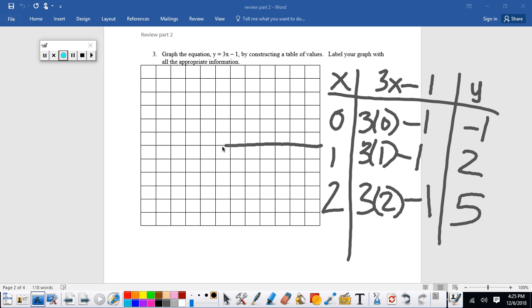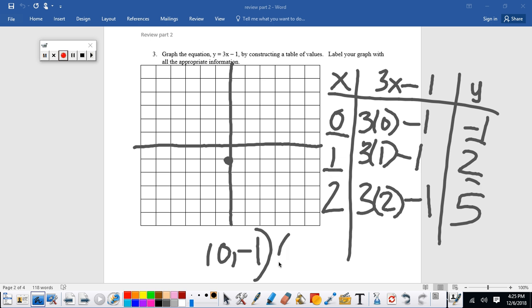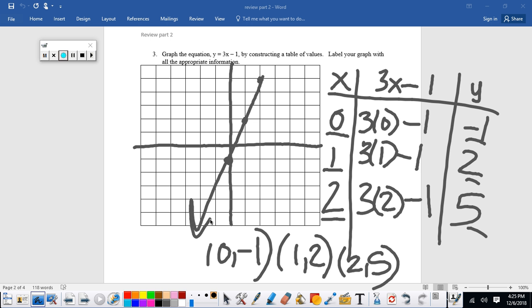So now all you have to do is go to your graph. Hopefully yours is better than mine. And you're going to plot your points 0, negative 1. So I'm going to go to 0, negative 1. 0, negative 1 is right there. Then I'm going to go to 1, 2. That's my next point. 1, 2 is right there. And then the last one, 2, 5. So 2, 5 is right here. Connect them and you are done.